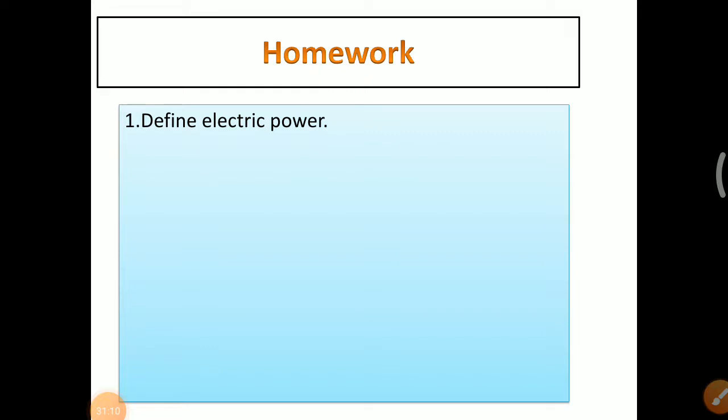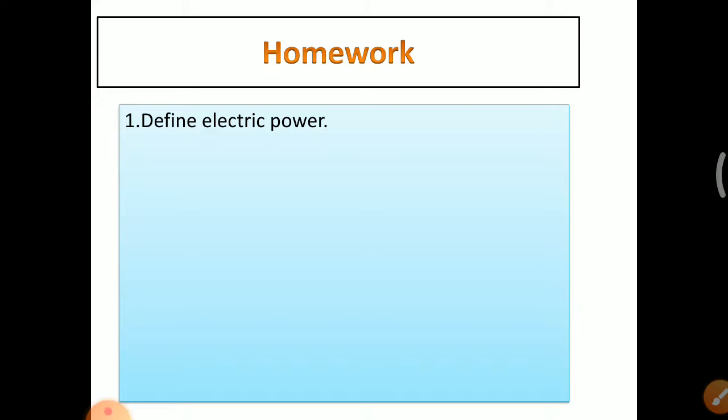So I hope you understood what is meant by electric power and how to calculate it. There are two formulas for electric power. One is related to work done and another one is related to electrical energy consumed. And you know the unit of power, what is meant by electrical energy, the unit of electrical energy, and how to calculate the electrical energy used up.